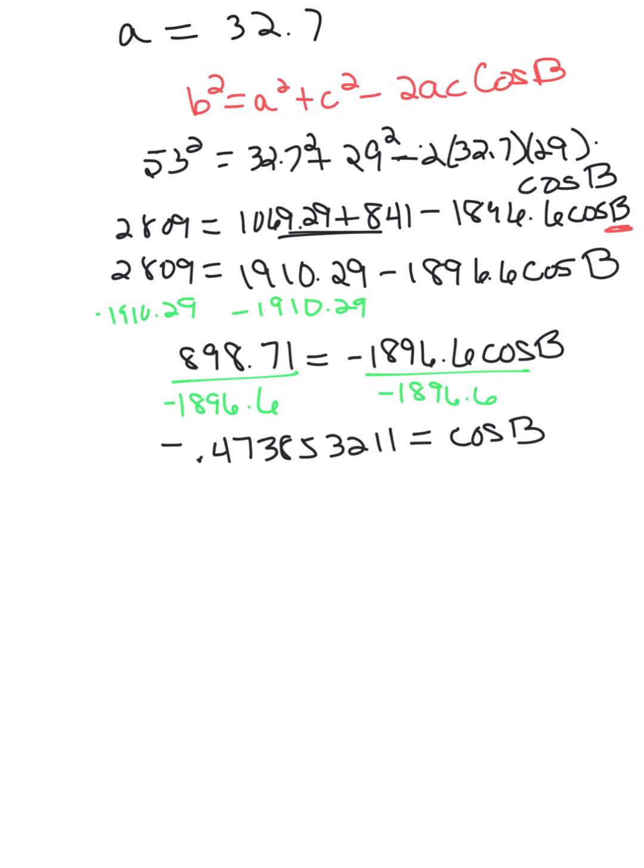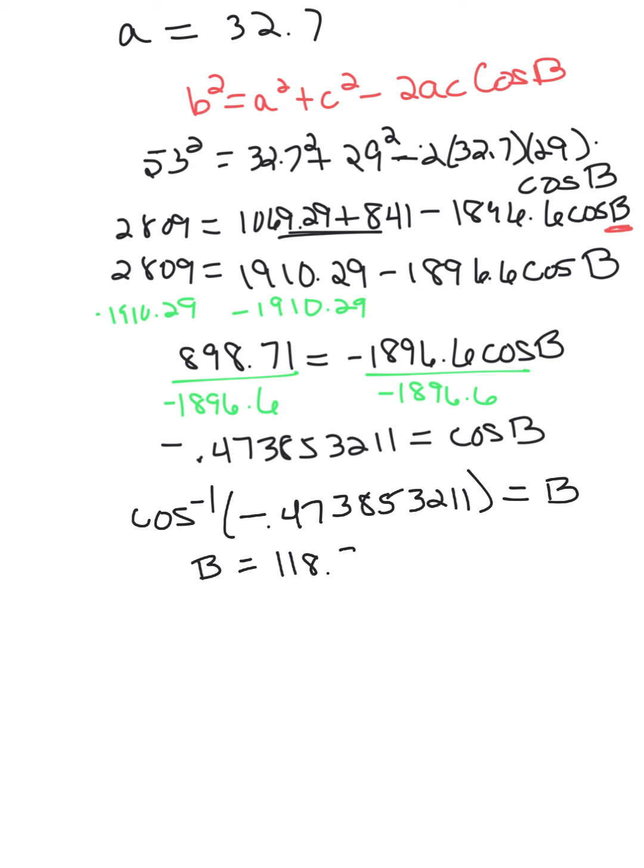Well, if I know what the cosine equals, but I need to know what B equals, then I need to do the inverse cosine of that decimal. And that will equal B. So we wind up with an angle B of 118.3 degrees.